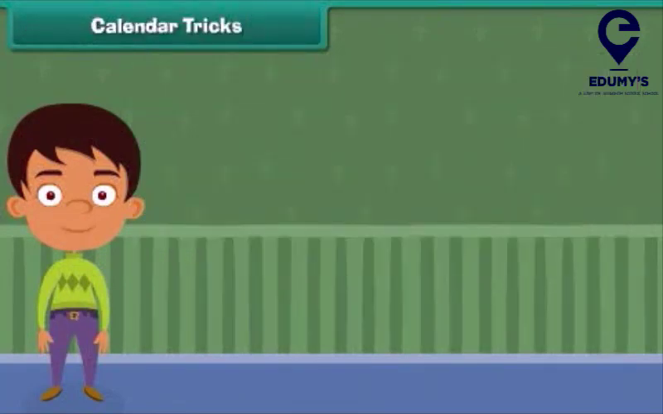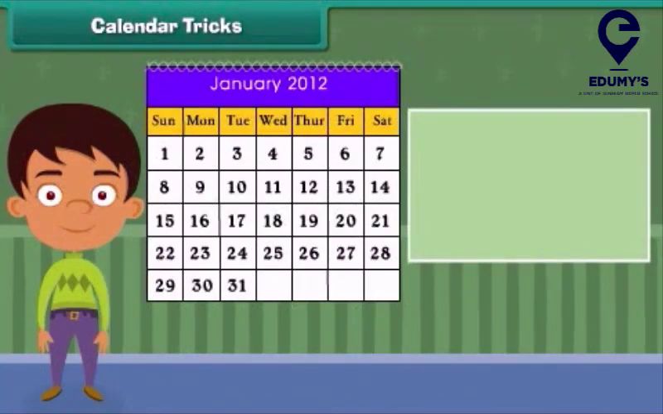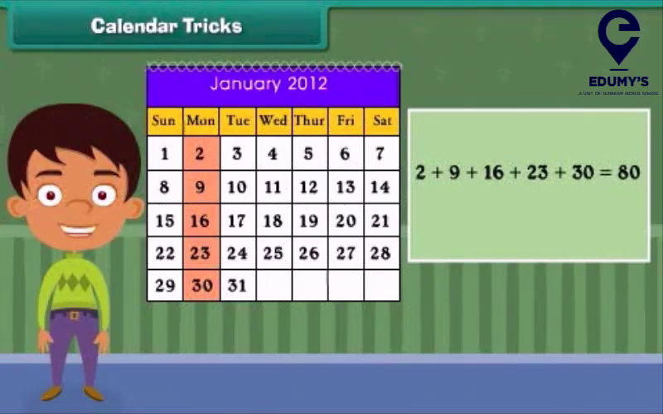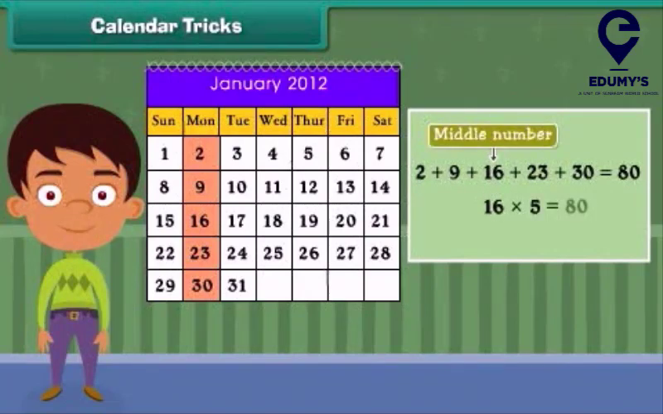Calendar tricks. Now it's time to play some calendar tricks. You can add 5 numbers in the box at an instance. Think. The total is 80. Hey, but how did you get it? Just multiply the middle number by 5. Remember that this magic works for lines which have 5 numbers.